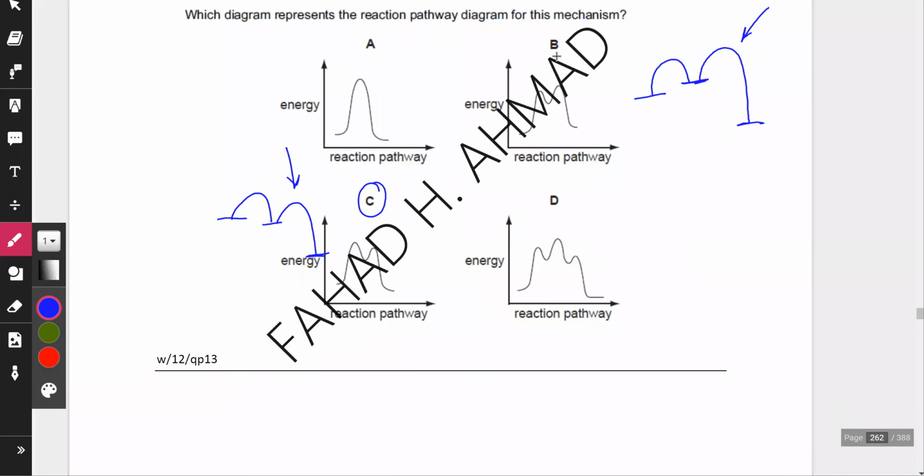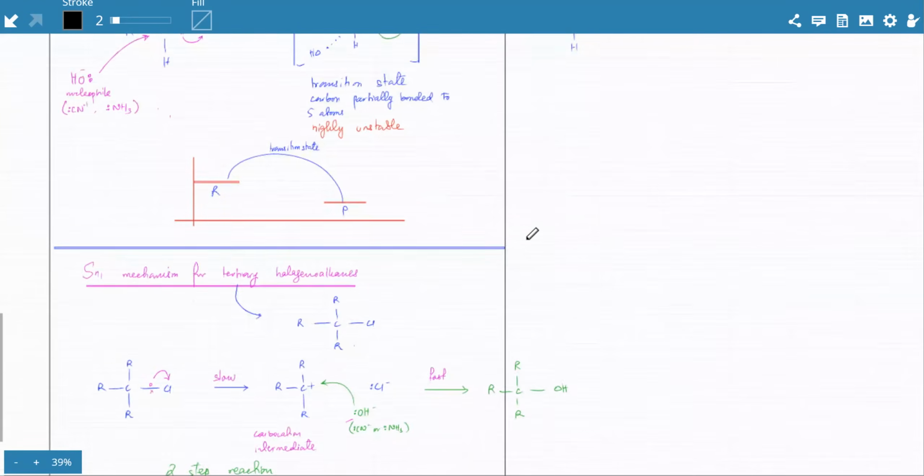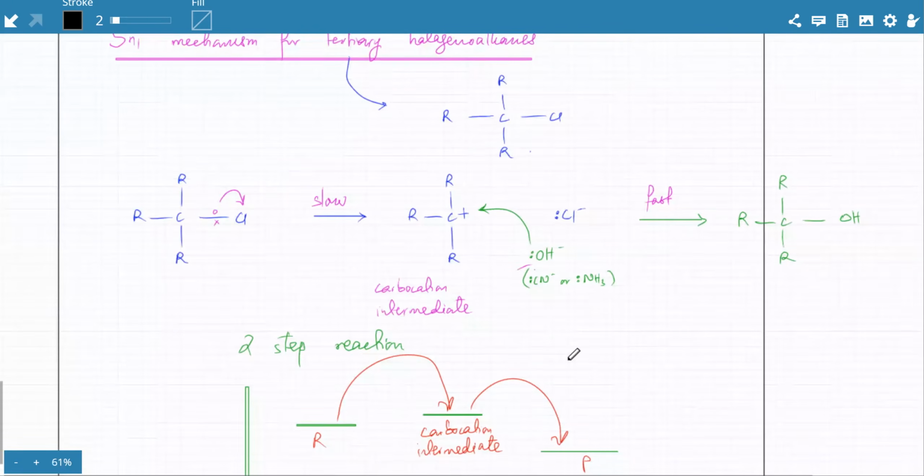So the second peak should not be higher than the first peak, because once you reach the intermediate stage, as you can see in the reaction as well, the second step was actually the fast step. Fast step means that the activation energy for the fast step is always lower. The reason it is the fast step is because it has a lower activation energy. So the second peak has to be lesser. It has to be faster. The first one is slow. That means the first one has the higher activation energy.